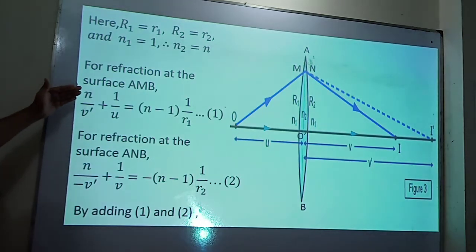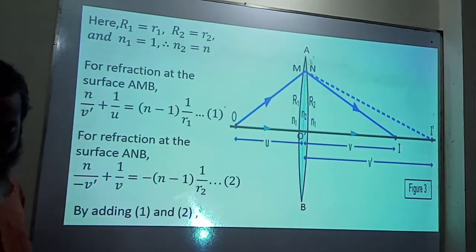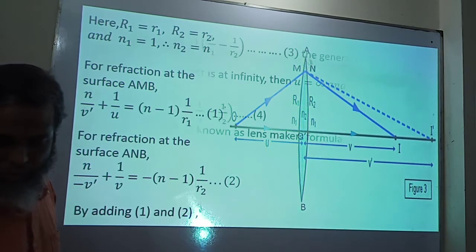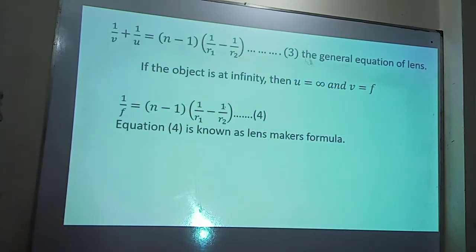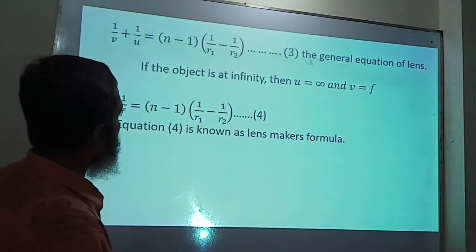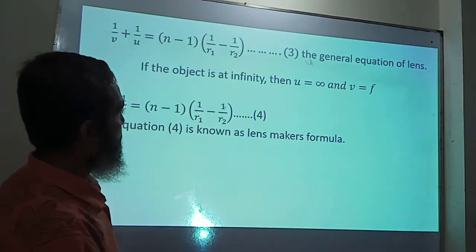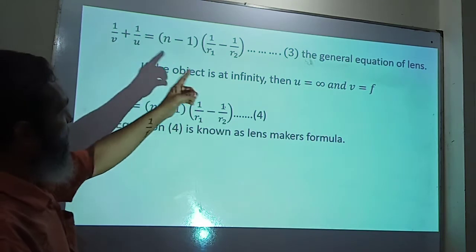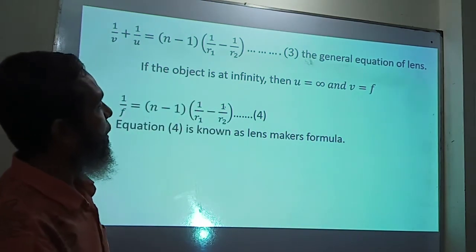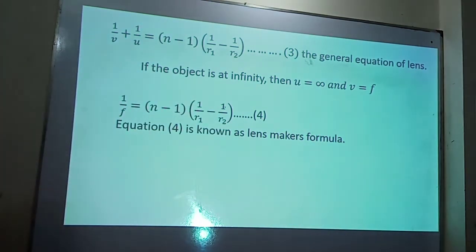Now adding equation 1 and equation 2, we get 1/v plus 1/u is equal to (n-1) into (1/R1 minus 1/R2). That's equation number 3. This is the general equation of a lens for refraction.